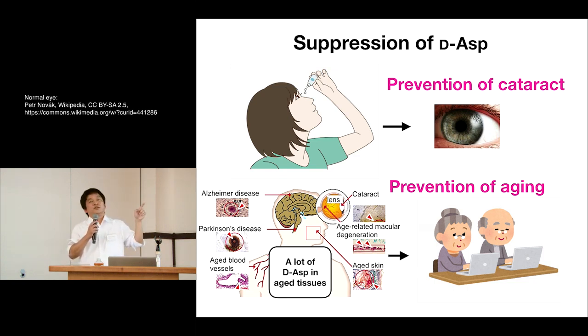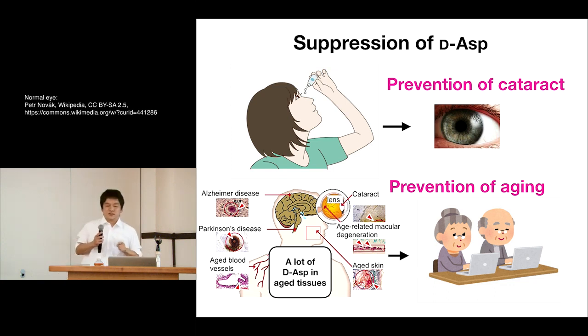So far, once you have the cataract, you can have the surgery. But it's because you are living in a developed country. In many countries, you cannot have the cataract surgery. In such nations, you need a very simple prevention for the cataract. So we want to suggest an eye drop to prevent chemical modification of the aspartate to suppress the cataract formation.